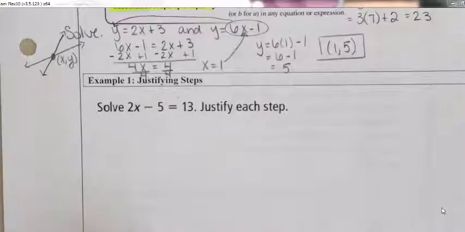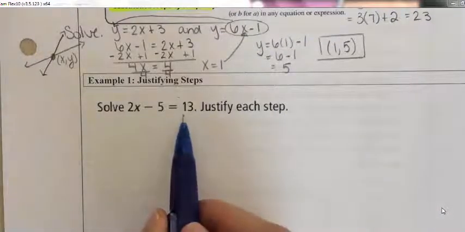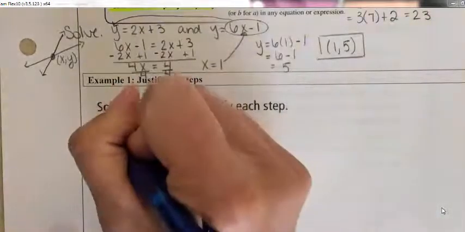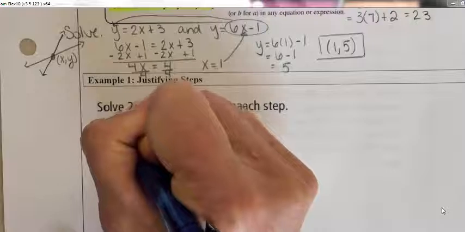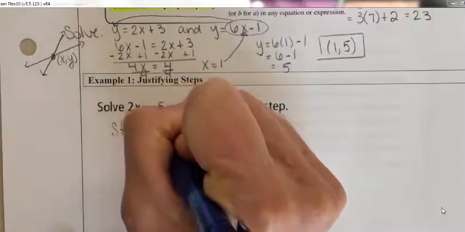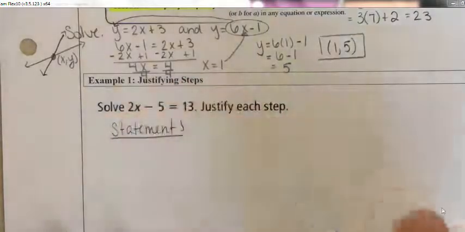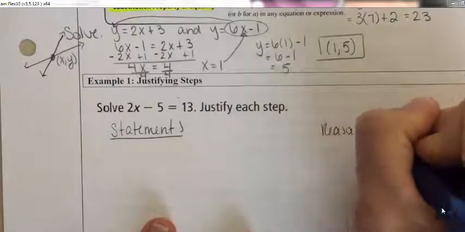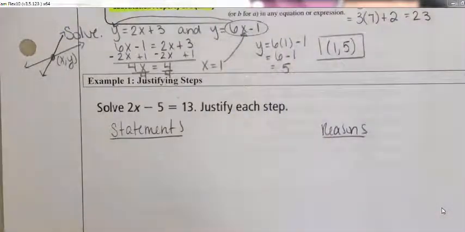Okay, example 1, we're going to justify each step for this. So we have to solve it. And we're going to solve this using like a 2-column proof. So I'm going to do 2 columns where I go statements, and then my reasons for those statements. What allows me to do that stuff?